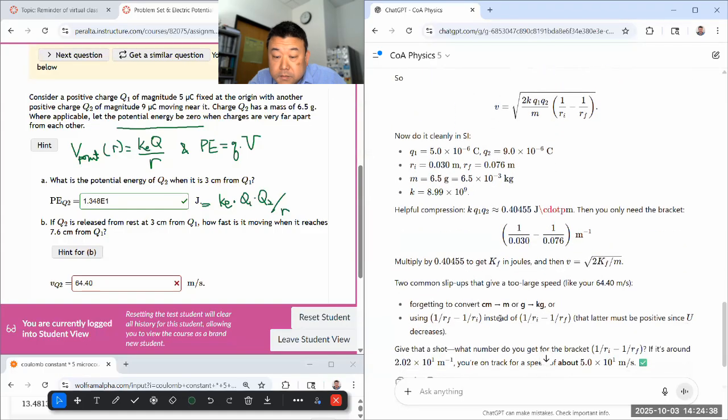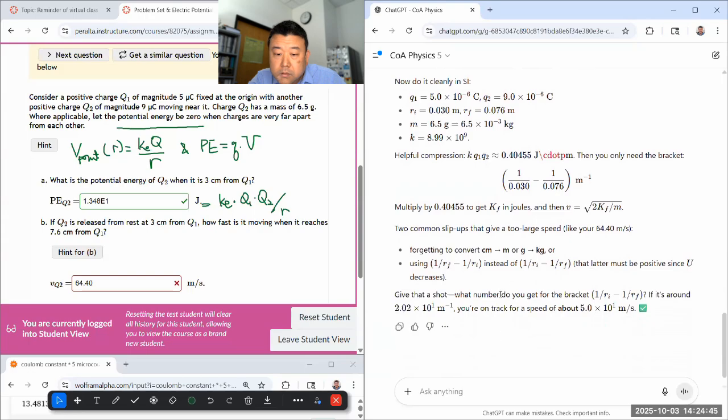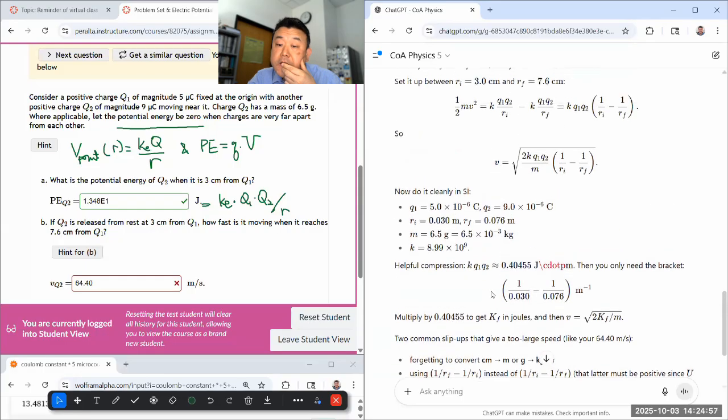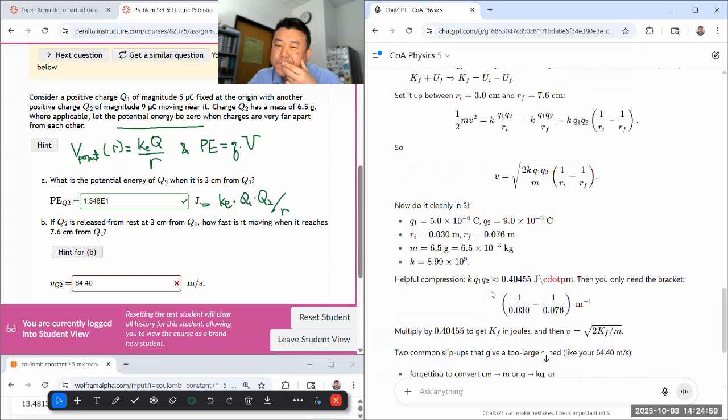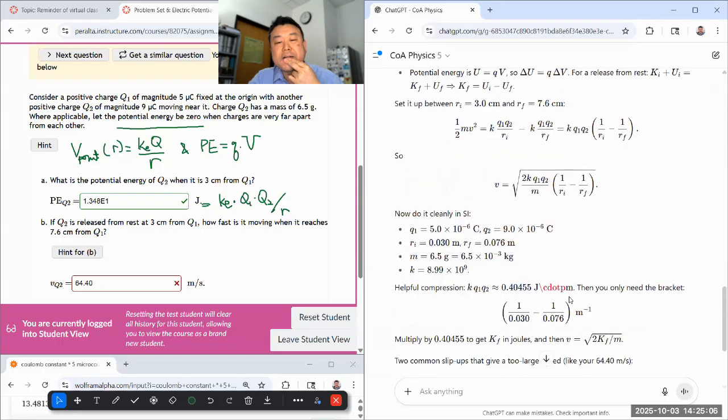Maybe what number do you get for the bracket if it's around? Okay, I guess. So it's giving me some intermediate step. I don't know. It's kind of done the whole thing for me here. I don't know if I necessarily like that. Let me see.